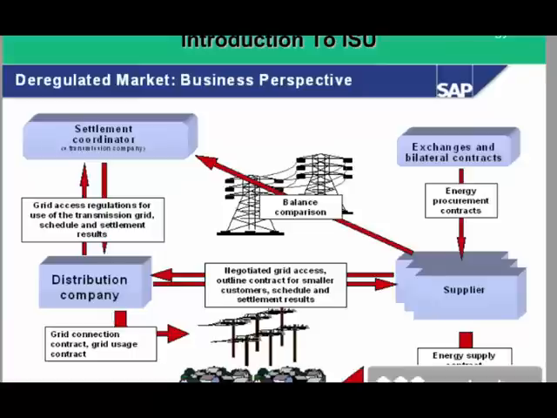So through multiple contracts and through exchanges, the supplier buys electricity from the distribution company, which then deals with the transmission company. In the whole deregulated setup, the beneficiary is the business partner, along with the consumer. The consumer gets the best priced electricity from the supplier.